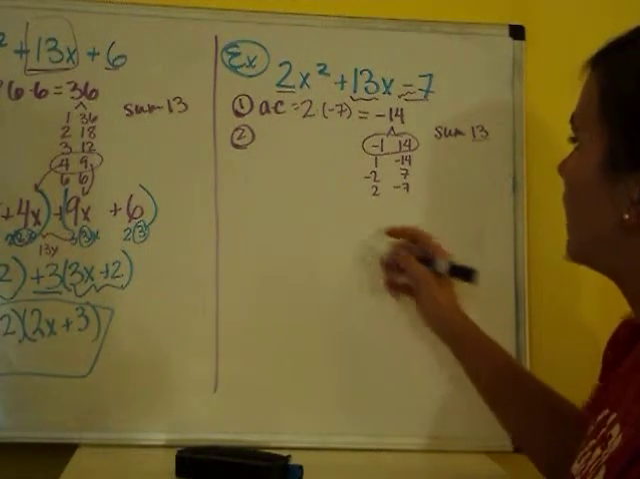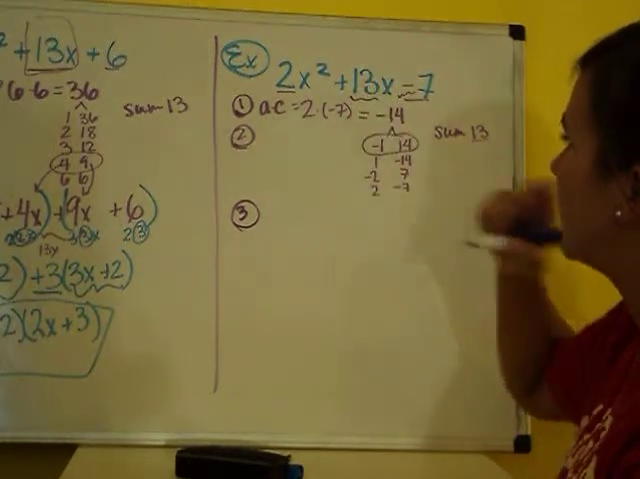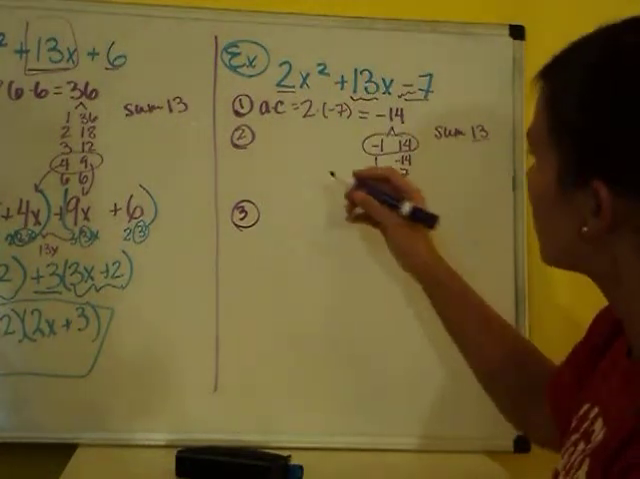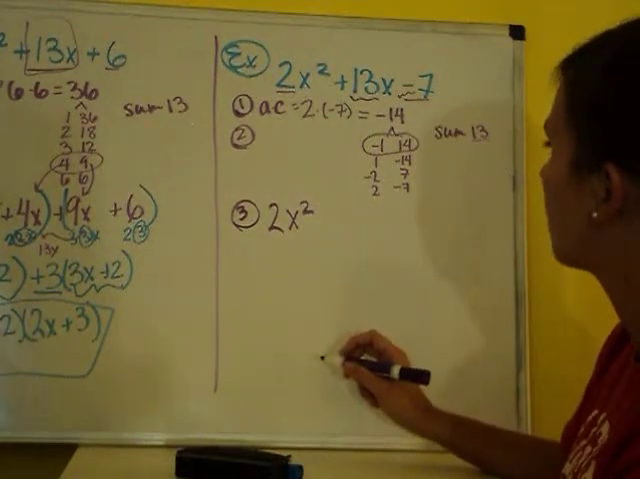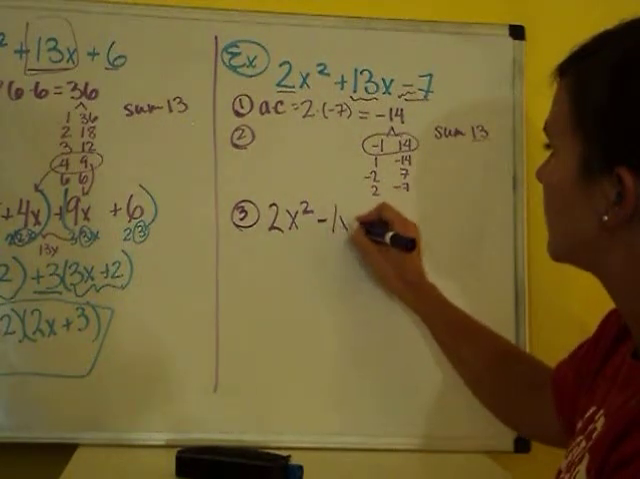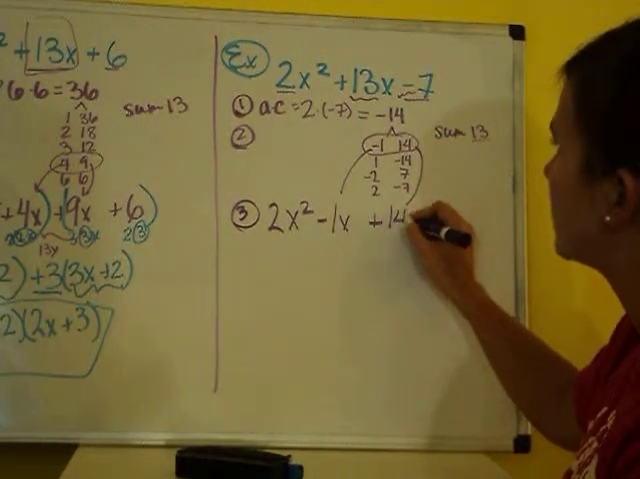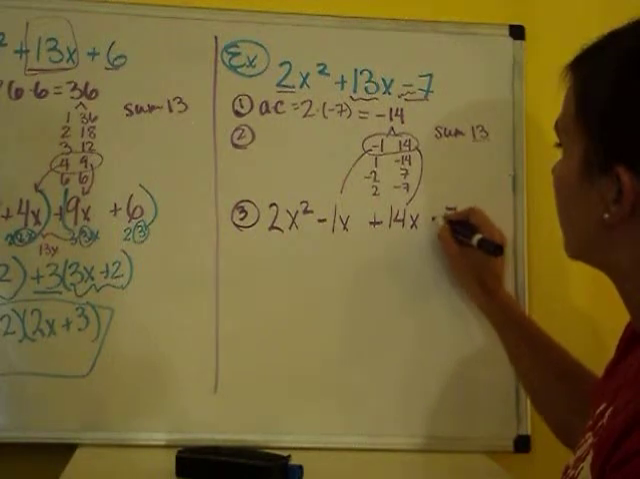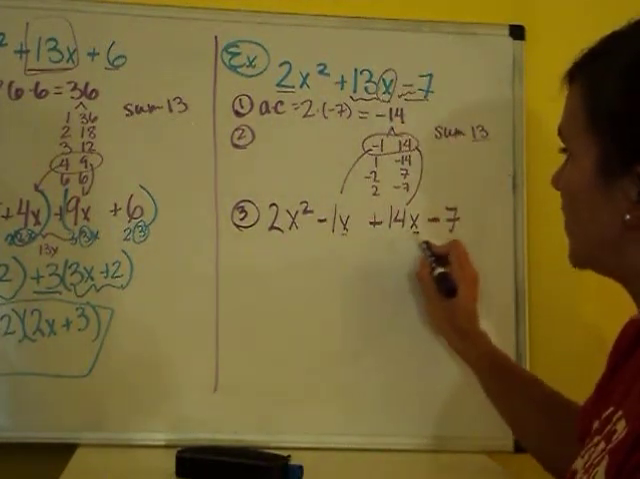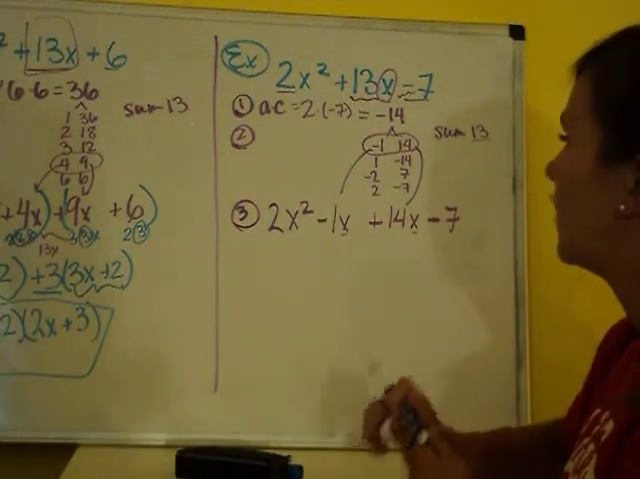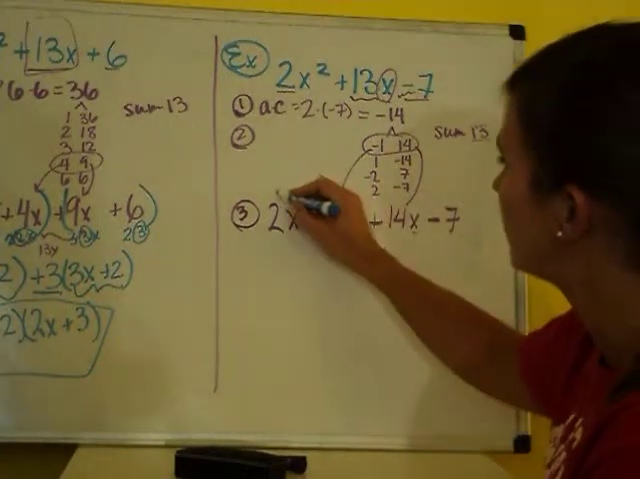Okay, so step 3, I rewrite my original polynomial expanding this term. So I'm going to have 2x squared minus 1x from here, and then here is going to be plus 14x minus 7. Don't forget your x's. We are expanding this x term, so you need to have x's here. Okay? Now, I factor by grouping.